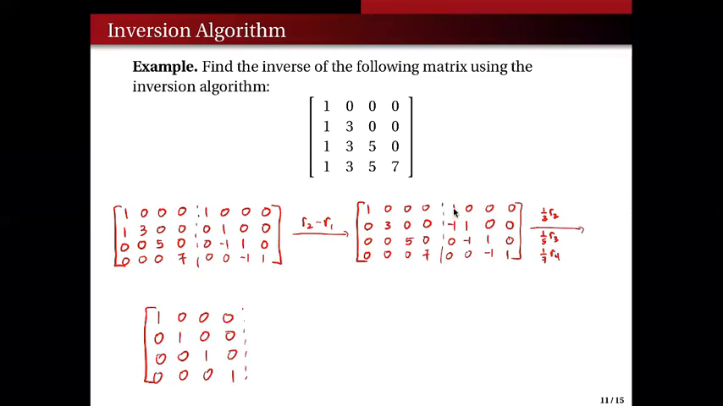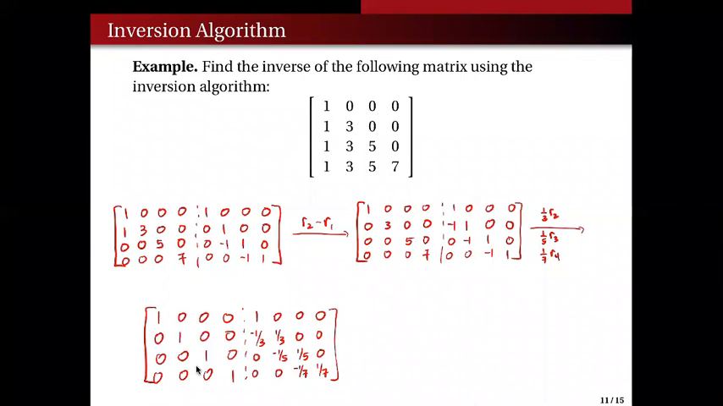For this side here, first row is fixed. 1, 0, 0, 0. Second row, we divide it by 3. So you will get negative 1/3, negative 1/3 here, positive 1/3 here, and then 0, 0. Third row, we divide by 5. That becomes 0, negative 1/5, positive 1/5, and then 0. Fourth row, we divide by 7. So 0, 0, negative 1/7, 1/7.